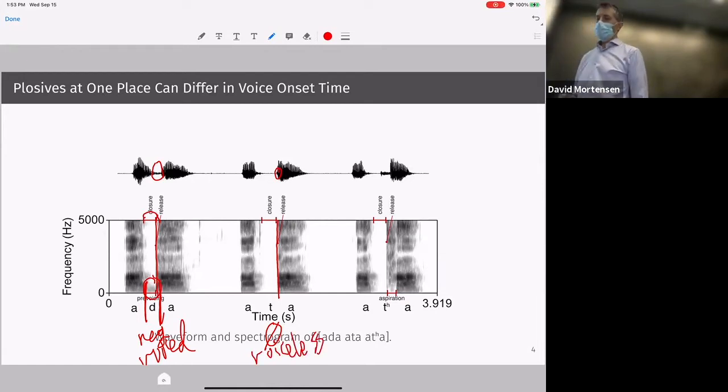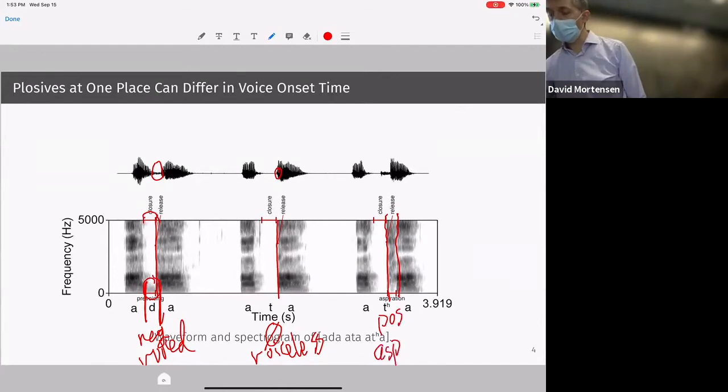And then we see the example like the one we saw before, where there's a closure and there's a release here. And there's a period of aspiration. And then there is the onset of voicing. So we have positive voice onset, and this we will call aspirated.